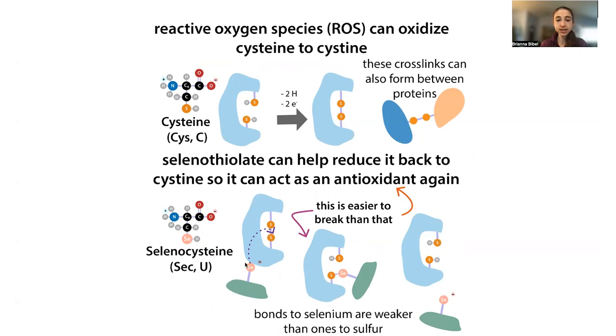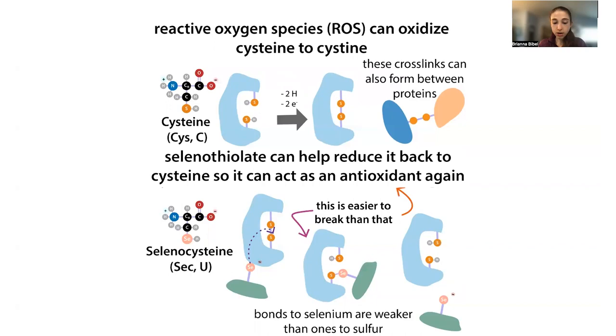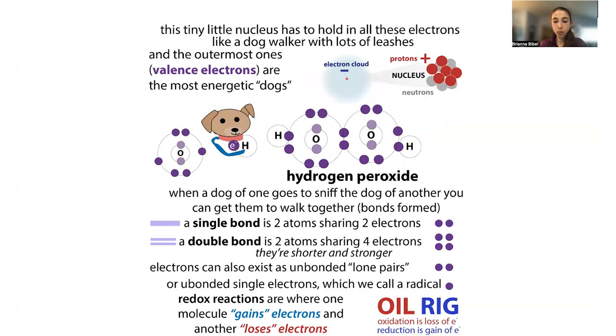And so we see proteins like thioredoxin used in order to take their selenocysteines and break up disulfide bonds. Now, I've been kind of skirting around this concept of redox, reduction and oxidation. So when we talk about redox, we can remember the mnemonic OIL RIG. So oxidation is loss of electrons or electron density, and reduction is gain of electrons or electron density.